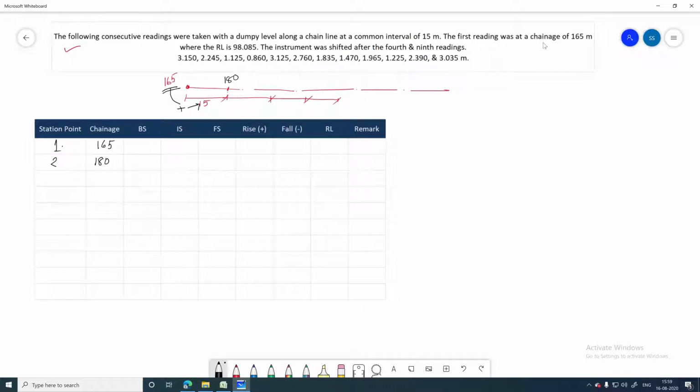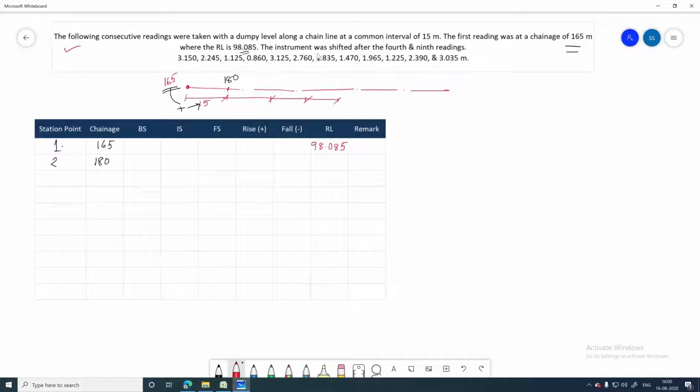The first reading was at a chain edge of 165 meter, where the RL value is 98.085. So at this particular point, the station point 1, at chain edge 165, the RL value is also known. What is the value of RL? That is 98.085. So we'll write here 98.085. This is the RL value at a chain edge of 165.